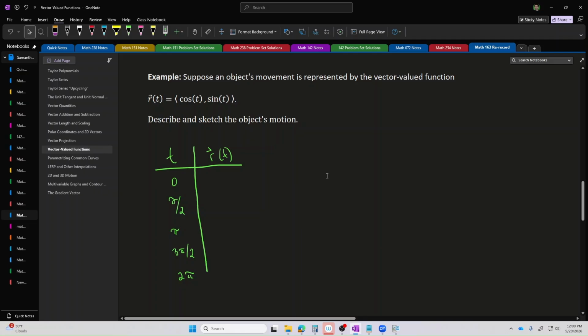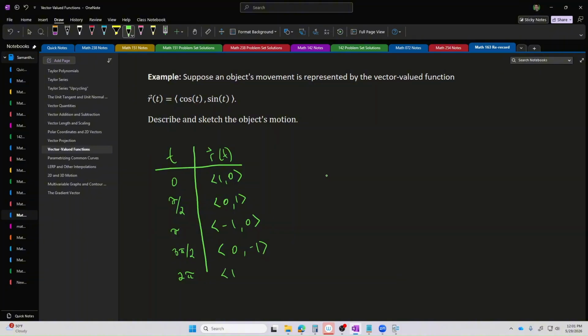So when t is 0, our output vector is pointing 1 unit directly to the right, 1 produced by cosine, 0 produced by sine. When the angle is pi over 2, sine and cosine are producing 0 from cosine and 1 from sine. When t is equal to pi, cosine produces -1 and sine produces 0. When t is equal to 3 pi over 2, cosine produces 0 and sine produces -1. And then by the time t returns to a value of 2 pi, we're back in the positive x direction.